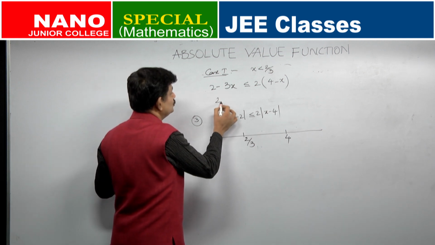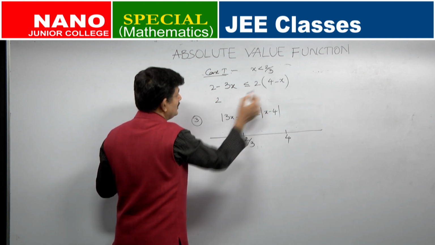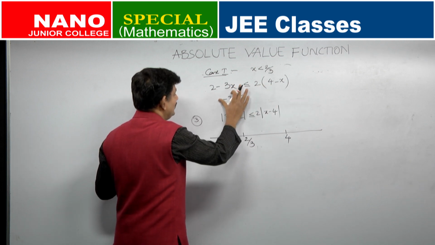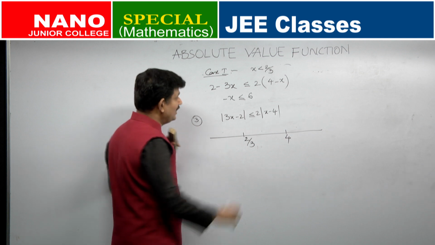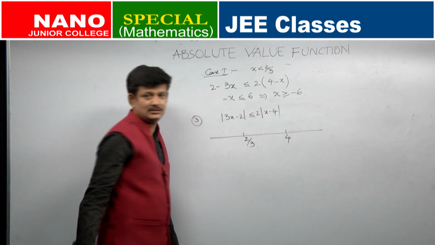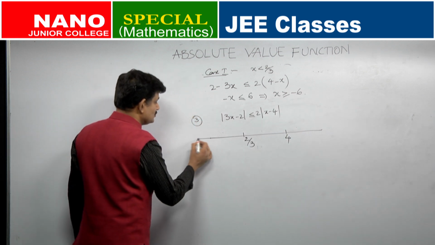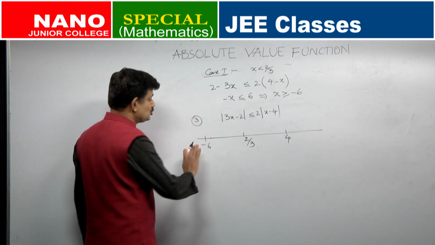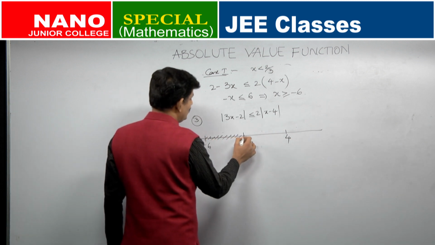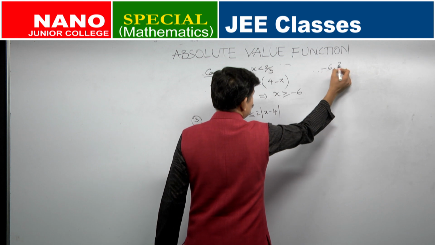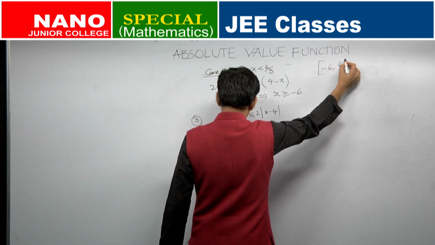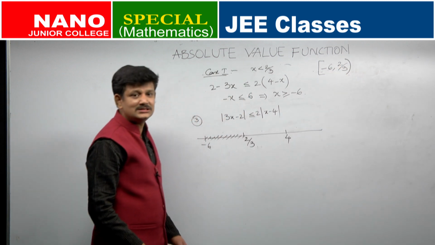So, effectively what do you have? 2 minus 3x here, minus 2x here, minus x less than or equal to 8. 2 if I take it to the other side, 6. When I am multiplying with a minus sign, the inequality will reverse. So, x greater than or equal to minus 6. So, the set of all numbers from minus 6, and our discussion is only in the first case, up to 2 by 3. So, my answer will be the set of all numbers from minus 6 to 2 by 3. Minus 6 is closed, 2 by 3 is open. I am talking about x less than 2 by 3.